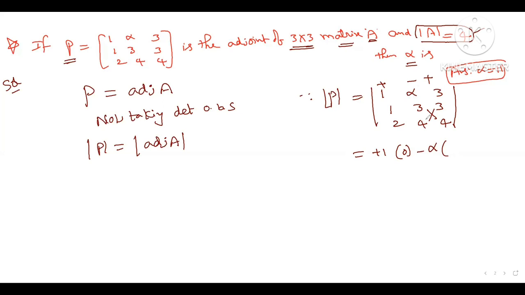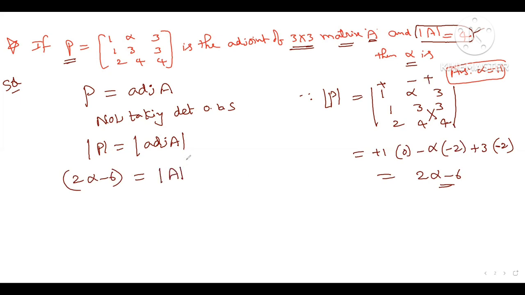After deleting the first row, second column, what do we get? 1 into 4, 4 minus 6, minus 2. Plus 3 into this value, 4 minus 6, 2. So here what do we get? 4 minus 6, minus 2. Sorry. Here we get 2 alpha minus 6. So that determinant of P, 2 alpha minus 6, is equal to determinant of adjoint of A.